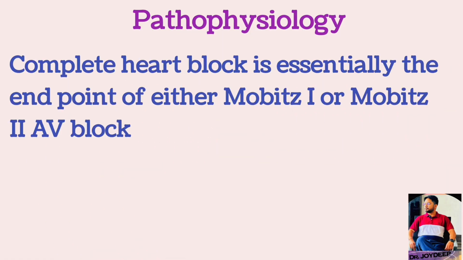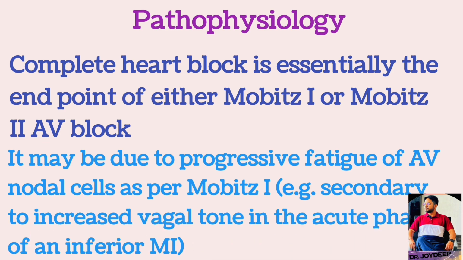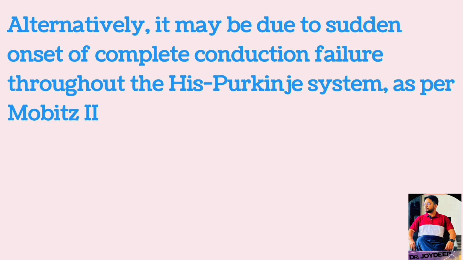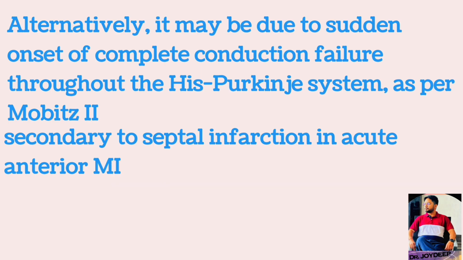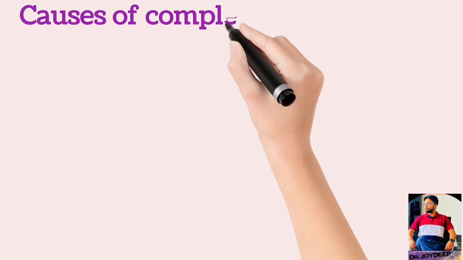Complete heart block is essentially the end point of either Mobitz type 1 or Mobitz type 2 AV block. It may be due to the progressive fatigue of the AV nodal cells as per Mobitz type 1, secondary to increased vagal tone in the acute phase of inferior MI. Alternatively, it may be due to the sudden onset of complete conduction failure throughout the His-Purkinje system as per Mobitz type 2. This can be secondary to septal infarction in acute anterior MI or as a result of progression of conduction system disease causing true trifascicular block. Complete heart block due to Mobitz type 1 is more likely to respond to atropine and has a better overall prognosis.